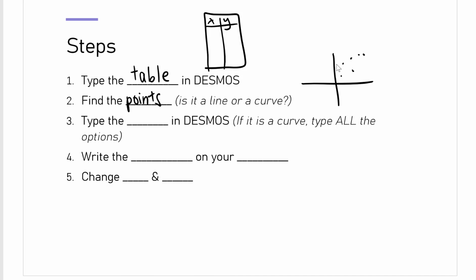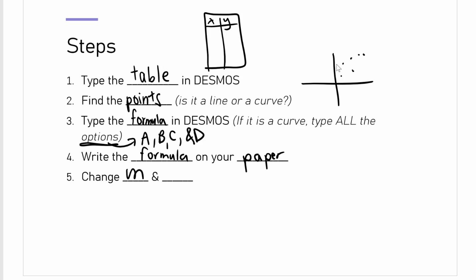Step 3, type the formula in Desmos. If it's a curve, type all the options. Options A, B, C, and D. Step 4, write the formula on your paper. And the last step, step 5, change M and change B.